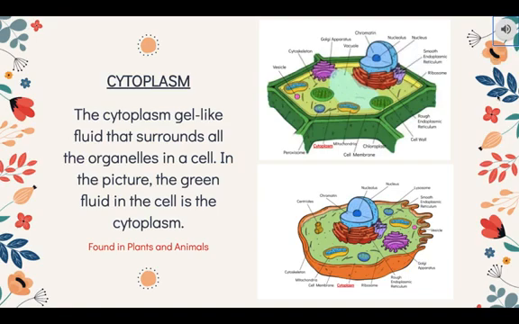The cytoplasm is a gel-like fluid that surrounds all the organelles in a cell. In the cytoplasm, there will be nutrients and molecules that are essential for the cell to live. On the picture on the right, the green fluid in both of the cells is the cytoplasm. As you can see, they're found in a plant and an animal cell.